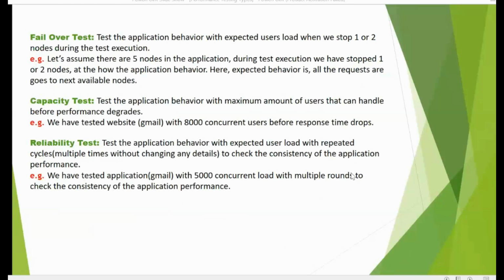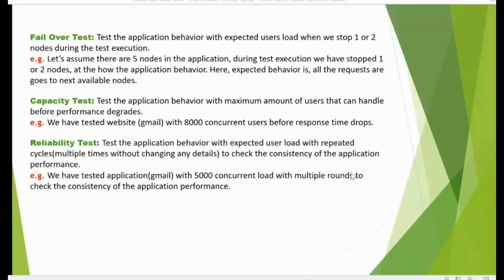Here failover test means testing the application behavior with expected user load when we stop one or two nodes during the test execution. For example, let's assume there are 5 nodes in the application. During test execution, we have stopped one or two nodes to see how the application behaves. Here the expected behavior is that all the requests go to the next available nodes. The next one is capacity test.